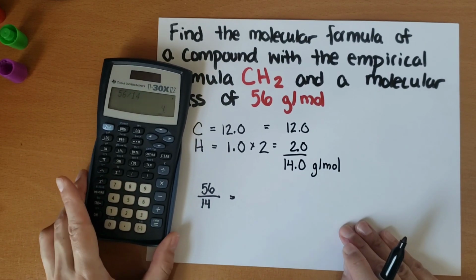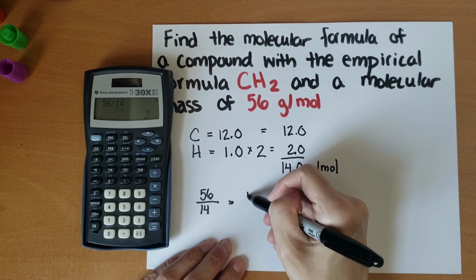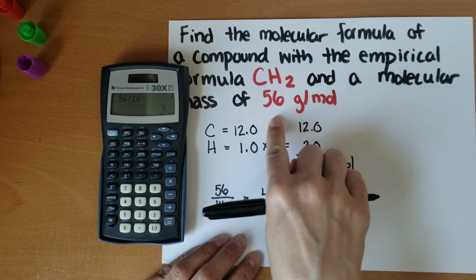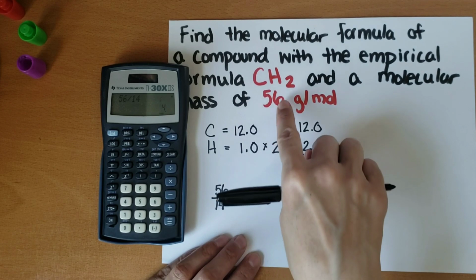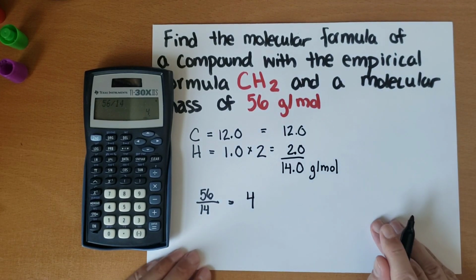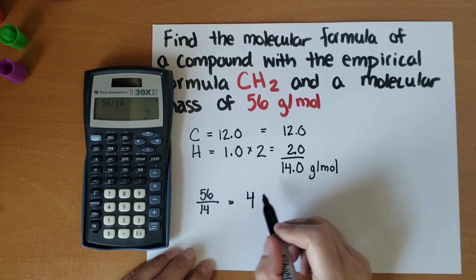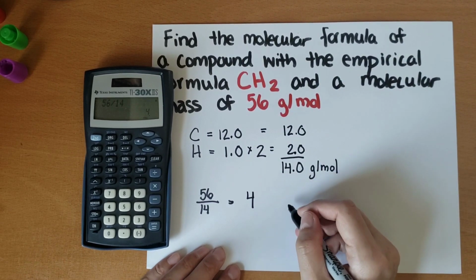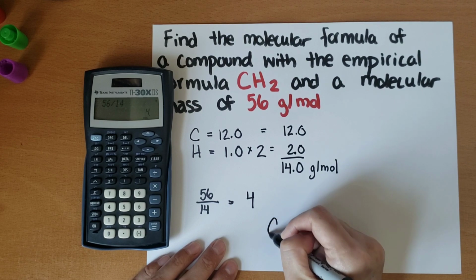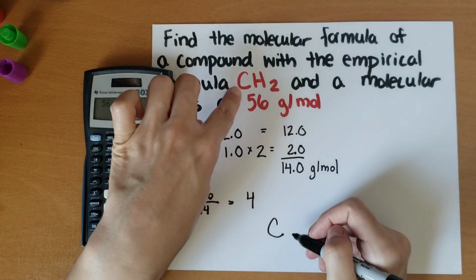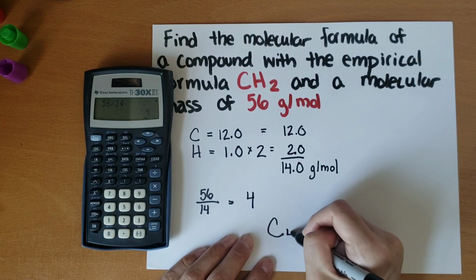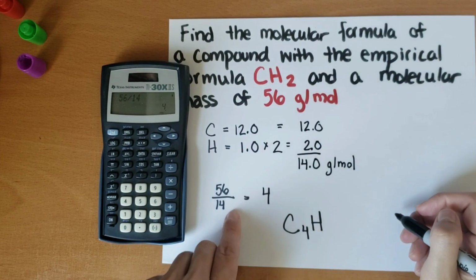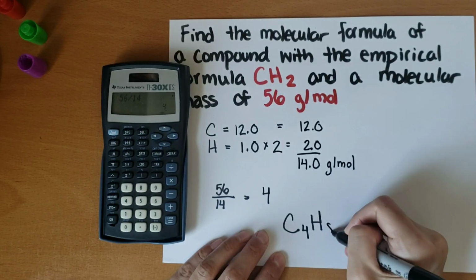Dividing by the empirical mass, I get a factor of 4. That means that my molecular formula is 4 times larger than my empirical formula. So what I'm going to have to do is distribute this 4 through the empirical formula. So the third step is to just do that distribution. So instead of having just 1 carbon, I have 4 carbons. And instead of having just 2 hydrogens, I have 4 times 2, or 8 hydrogens.